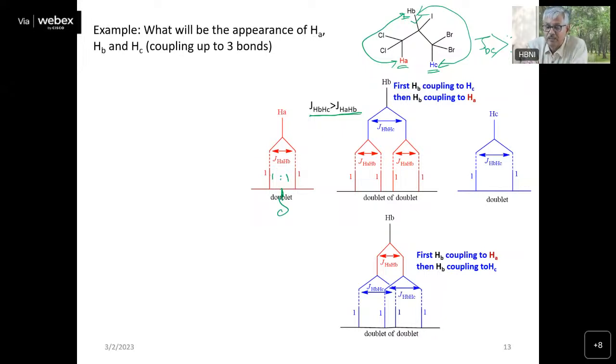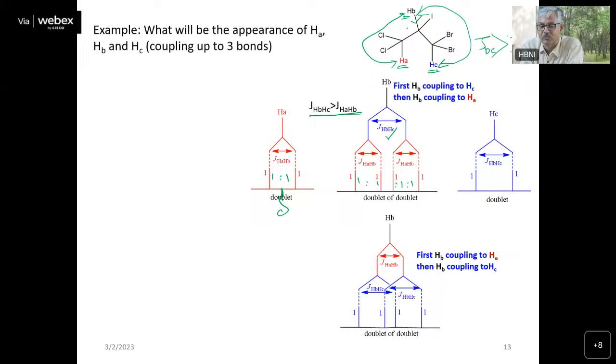Now come to HB. HB is 3 bond away from HA and 3 bond away from HC. So there are 2 couplings. If the 2 couplings are the same, we will discuss later on. Let us assume the couplings are different. I have told you JBC is larger, so you can show the JBC coupling first, and then each line will be split by HA. That also I have shown. So you are getting a 4-line spectrum, a doublet of doublets, with all intensities the same.